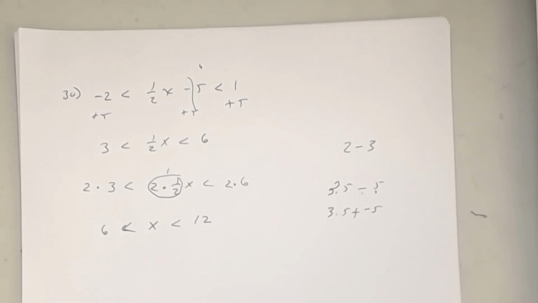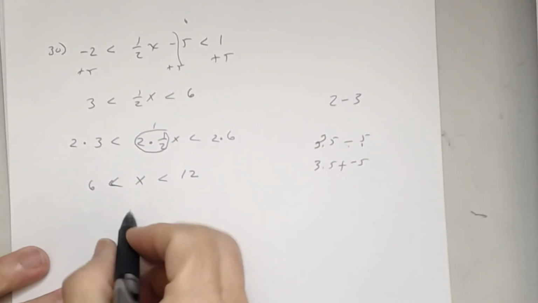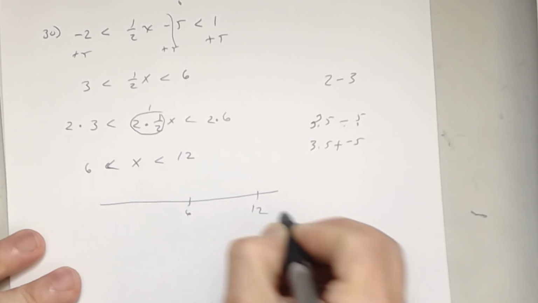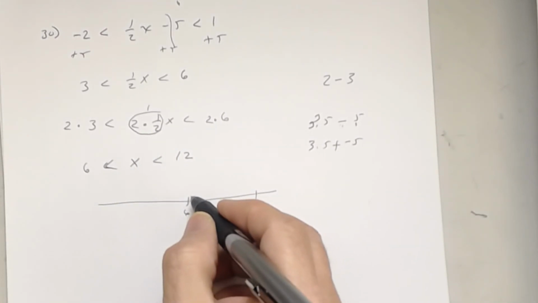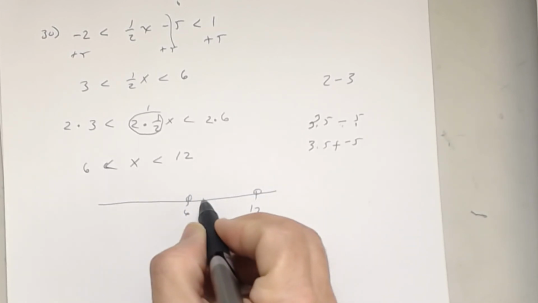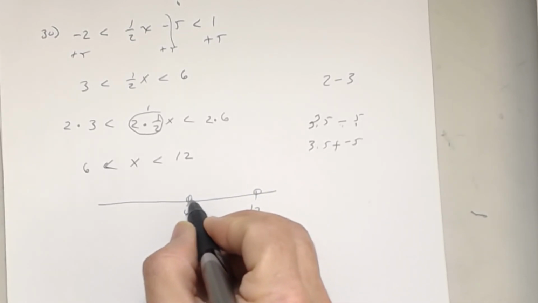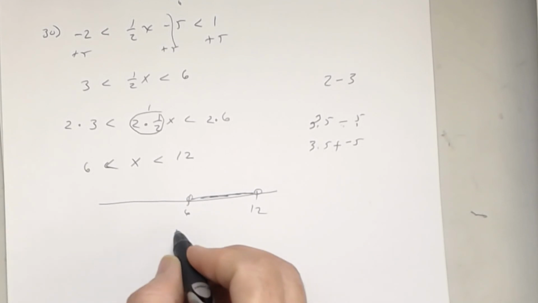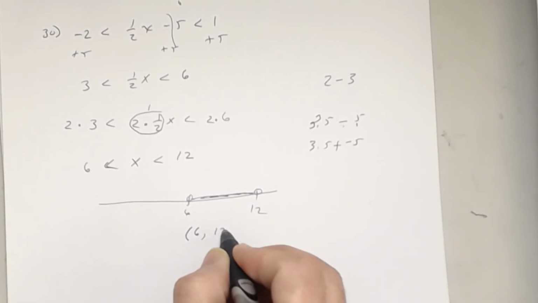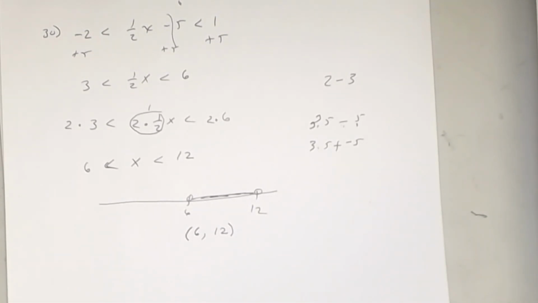All right, so I found the solution to the original: it's any number between 6 and 12. So I graph it. Here's 6, here's 12. Open or closed circle on both? Open. Which way do I shade? Between. And the interval notation would be parentheses 6, comma 12, parentheses, and that's it.